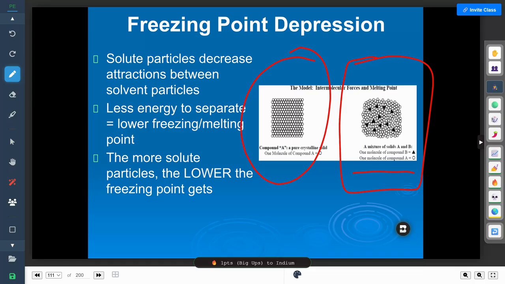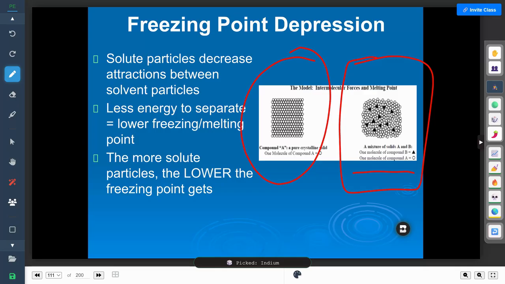And the more solute particles you have, the lower that freezing point gets. The idea here is that it's going to take less energy to separate these little guys together. And so it's going to lower your freezing point or your melting point, if you want to talk about it either way. Now, why is it incorrect then to say that when I pour salt on ice, that I'm melting the ice with salt? Why is it incorrect to say that?